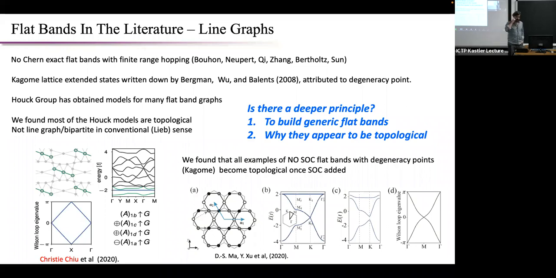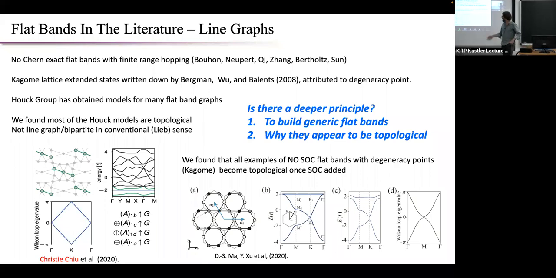Then the Haldane group has obtained models for many, many flat bands. You can see here a crazy model with many, many non-flat bands and a flat band sitting right at, for example, -2. And this is how we got into this game, by just trying to compute Wilson loops of these flat bands and finding that most of the time these Wilson loops wind, which means the Berry phase winds, which means you cannot localize the Wannier centers, which means these bands are topological.